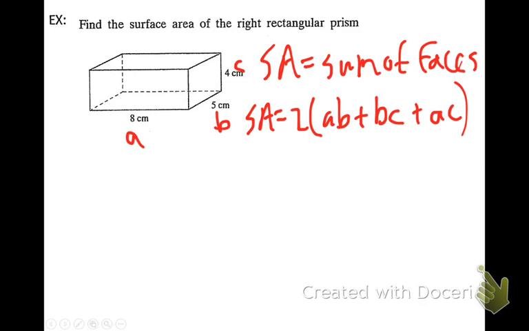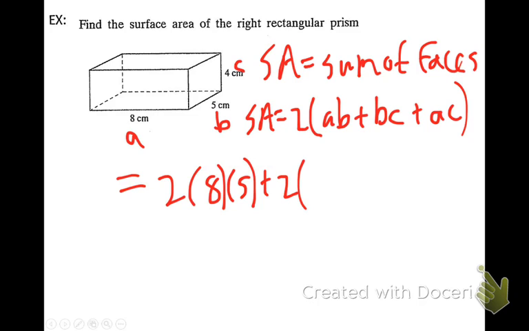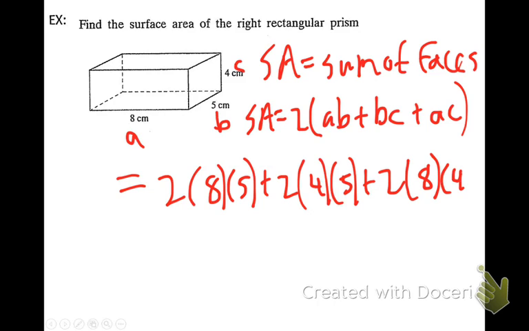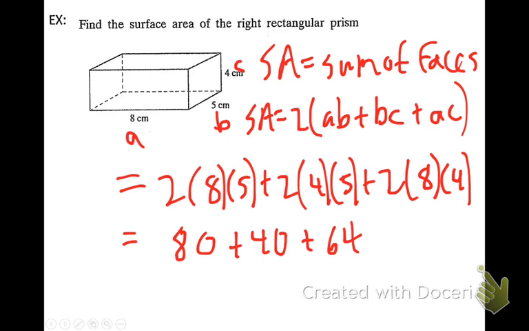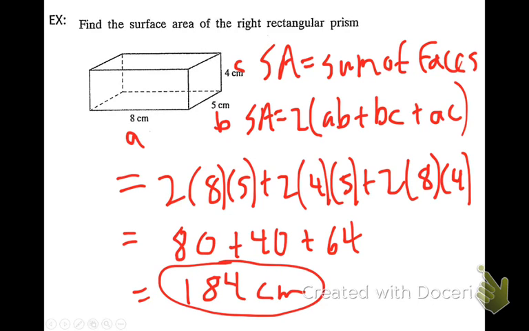So if I plug in to solve for the area of this rectangular prism, we'd have 2 times 8 times 5 plus 2 times 4 times 5 plus 2 times 8 times 4, and that's going to equal 80 plus 40 plus 64. So my surface area is 184 centimeters squared.